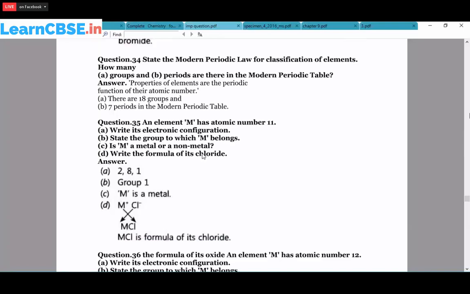Write the formula of its chloride. M has a plus 1 charge and chlorine has a minus 1 charge. Both the charges are equal, so the formula is MCl.